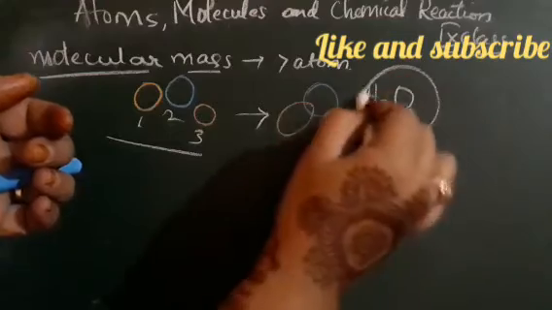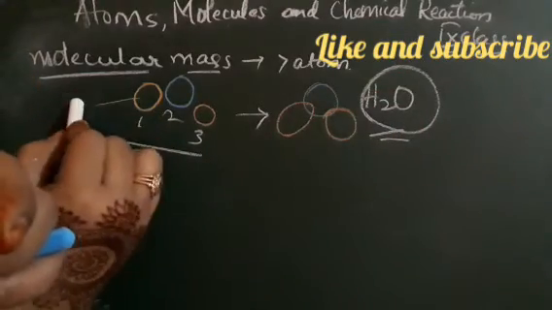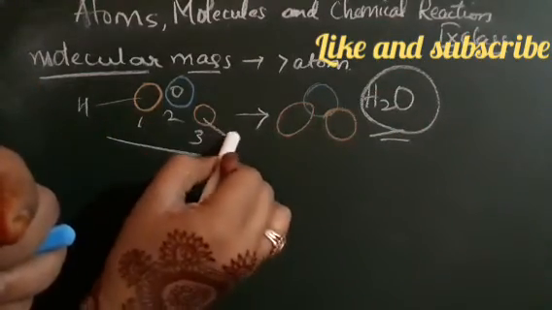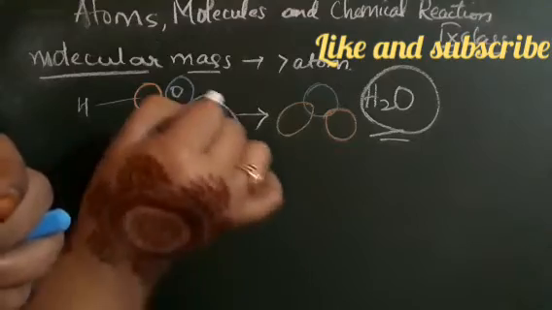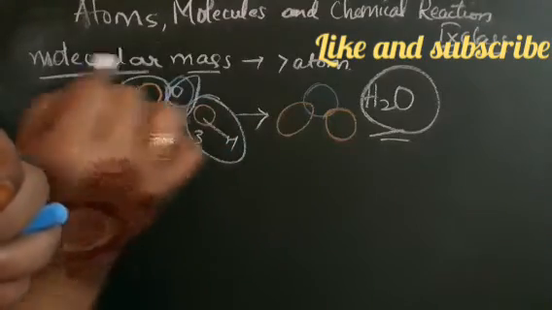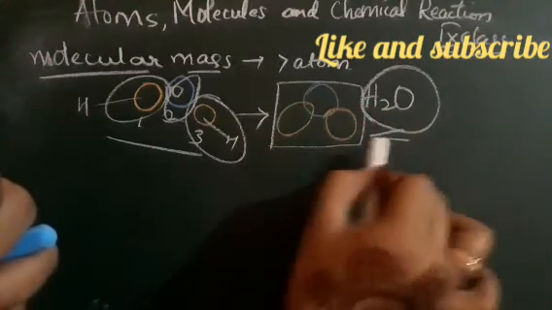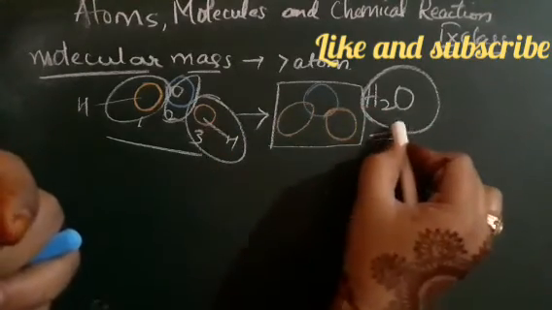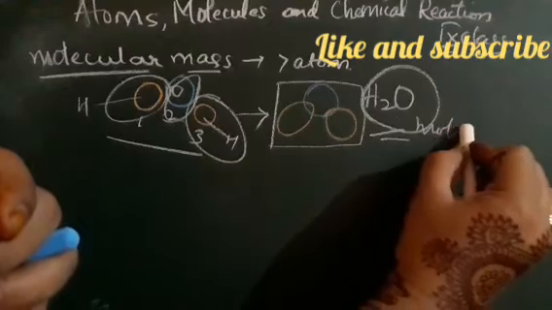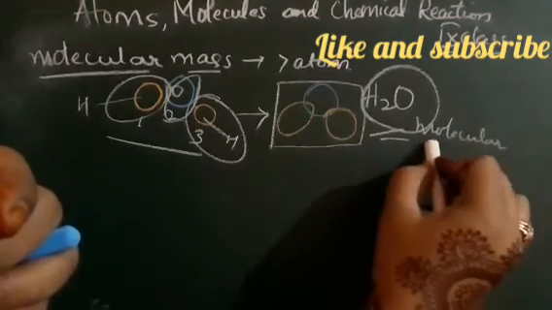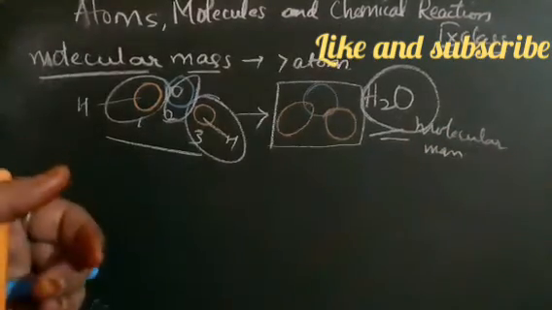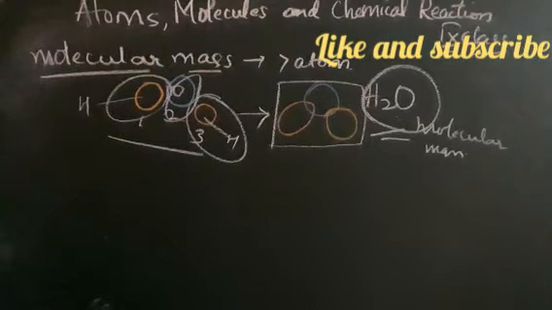Now when we are finding only the mass of hydrogen, mass of oxygen, mass of hydrogen, then this is your atomic mass. But when you are finding the whole mass of the water molecule, then this is called the molecular mass.